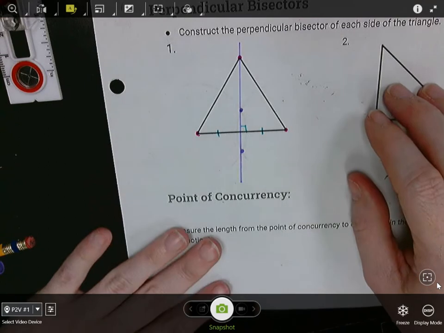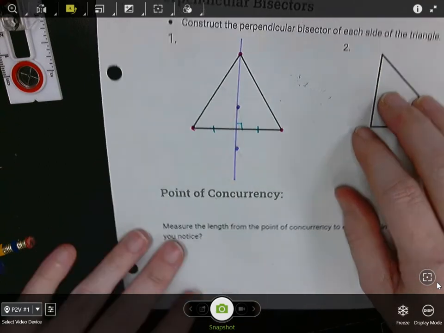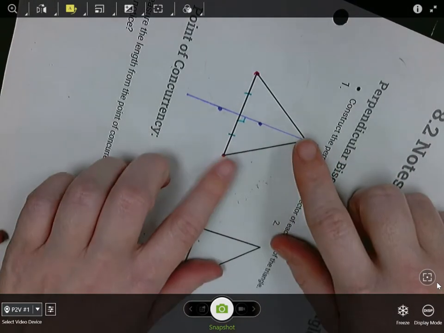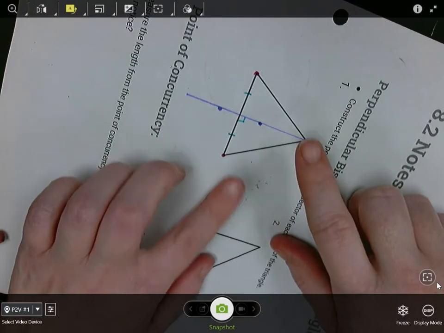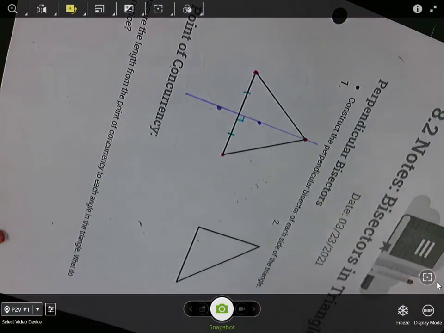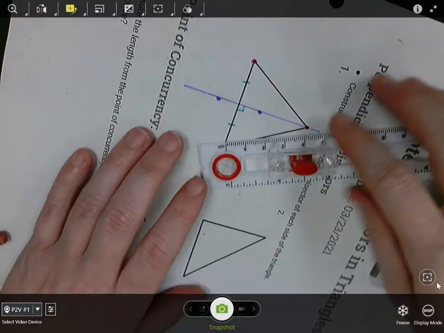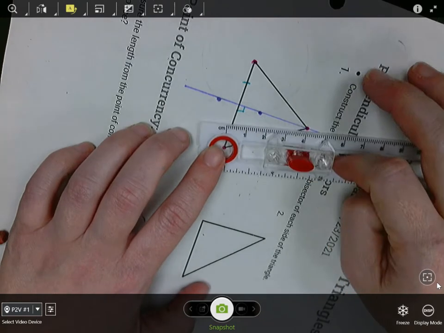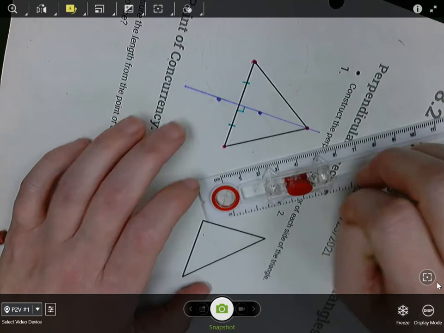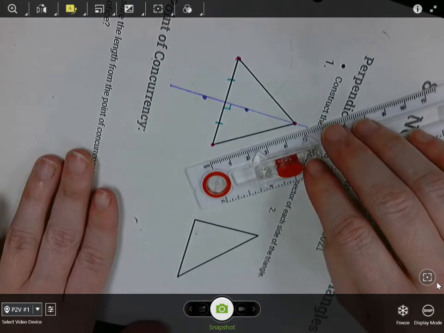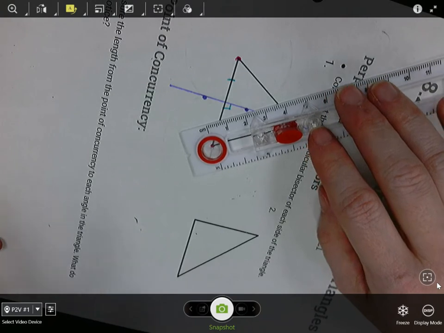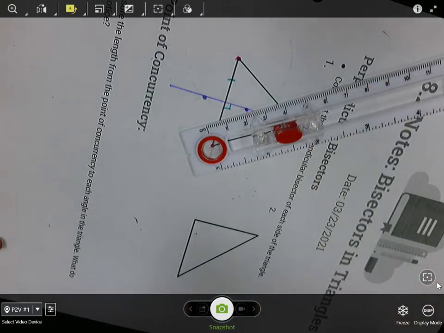Okay. Once you have that one done, now what I would do is turn your paper. And now we're going to do the same thing to this side. So, first thing you need to do is make sure that it's opened up more than halfway. That's a little bit more than halfway, so I think we're good. Okay, so I'm leaving it at 2.5. As long as it's a little bit more than halfway, you'll be good. That way, as long as your 2 circles intersect, you'll be fine.